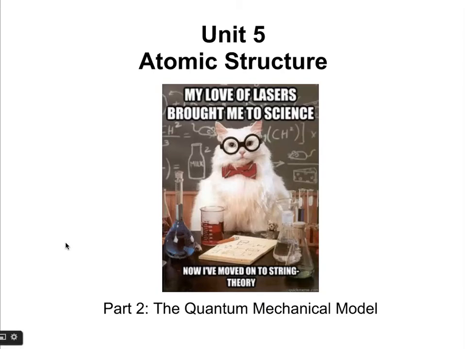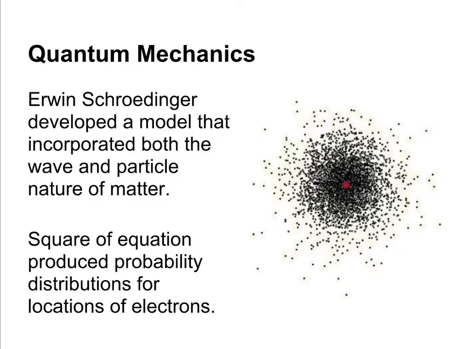Part 2 of Unit 5 is the basics of the quantum mechanical model. Erwin Schrödinger developed a model that incorporated the wave and particle nature of matter.